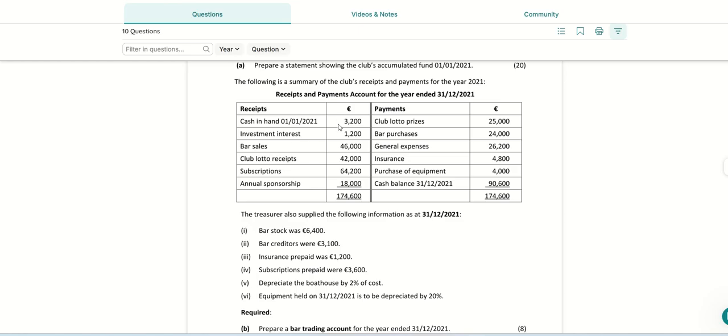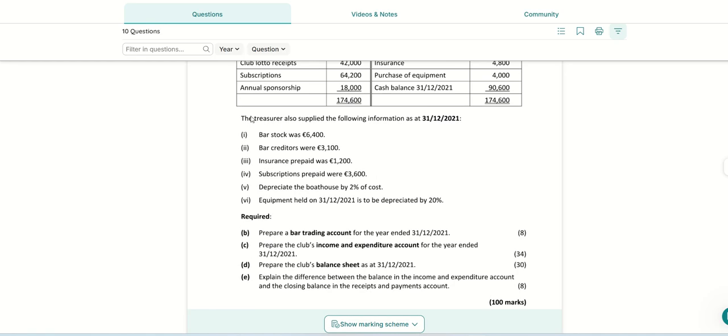It shows us all the money that came in on the debit side. So bar sales, subscriptions, the biggest income for the club, all coming in on the left, and all the money going out on the right hand side, on the credit side, the payments. So bar purchases, buying equipment, general expenses, insurance, all that good stuff. Just like a cash book, money in on the left, on the debit, money out on the credit. So this is our during the year section. So please write that over here on the left.